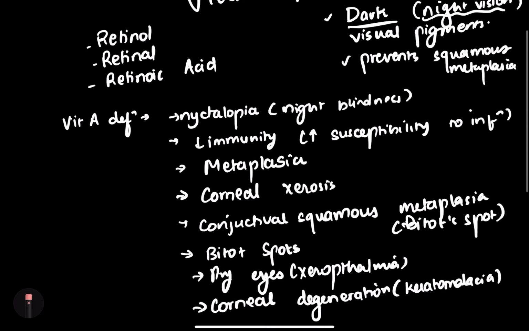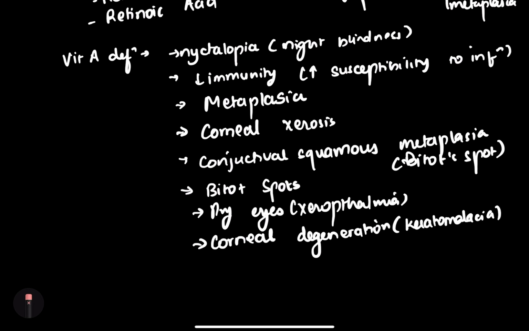So what happens in vitamin A deficiency? The symptoms of vitamin A deficiency include night blindness. That is usually the first symptom. It may be symptomless, meaning night blindness may go unnoticed if the patient is not quite aware of it, then he may not notice it. So nyctalopia is the first symptom.